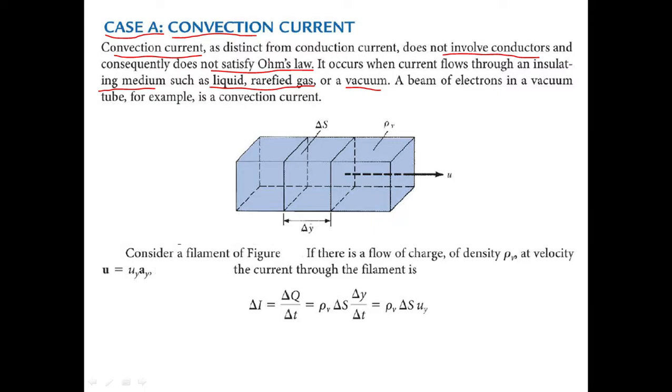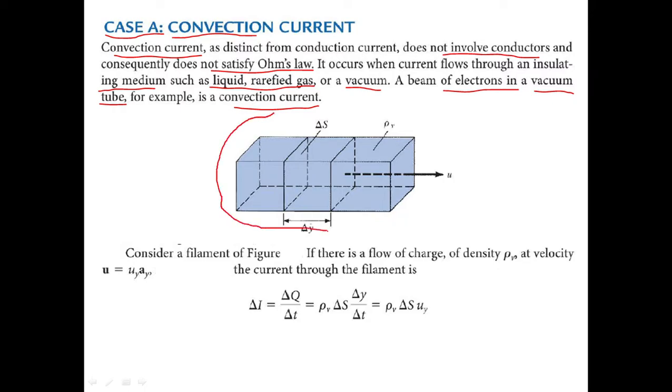So it can pass through some other medium other than the conductor, such as insulating medium, such as liquid, rarefied gas or vacuum. So as an example, you can consider a beam of electrons in a vacuum tube as an example of a convection current. So now you see this figure here.